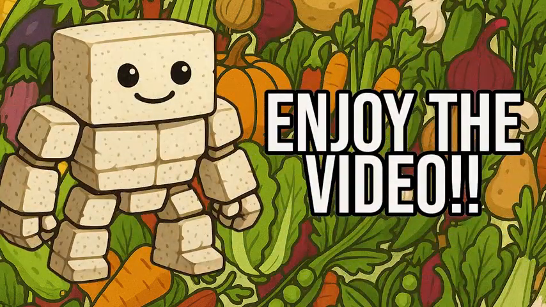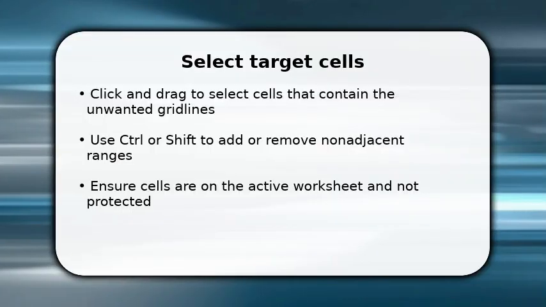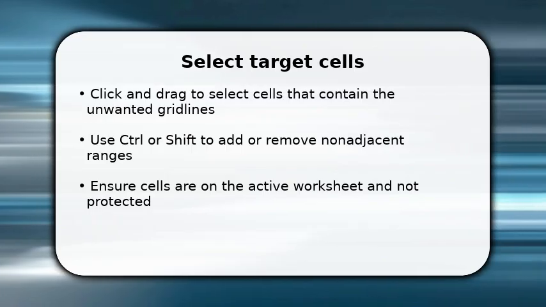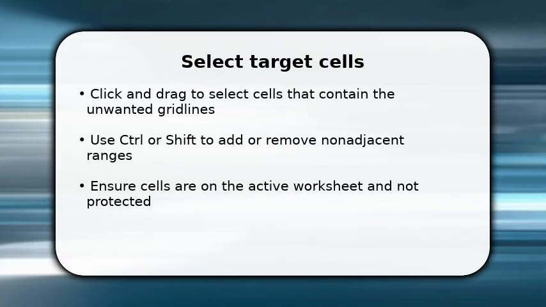Please enjoy the video. Start by selecting the exact cells where you want to remove grid lines. You can click and drag or hold Control to add separate ranges. This targets only those areas. Once selected, make sure the sheet is unprotected so changes will stick.